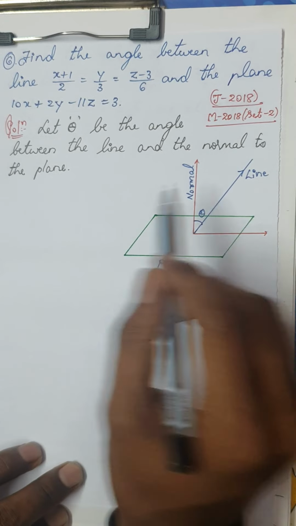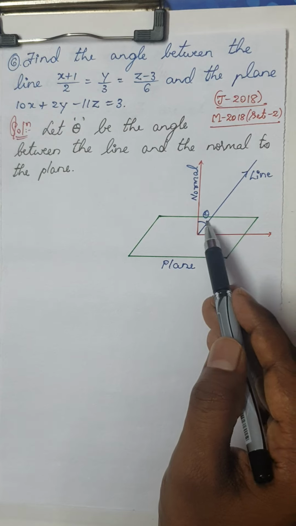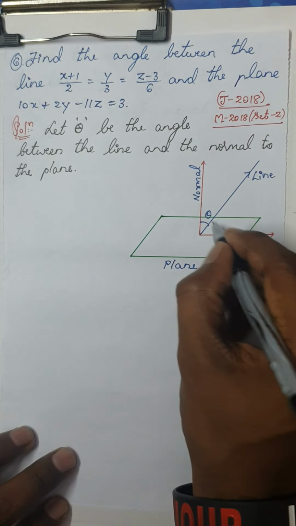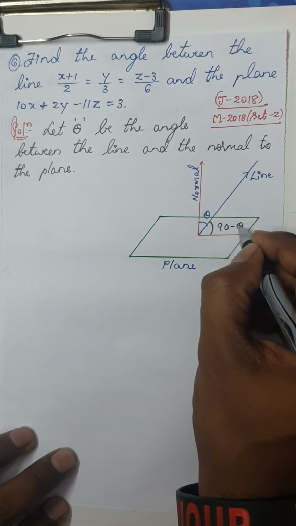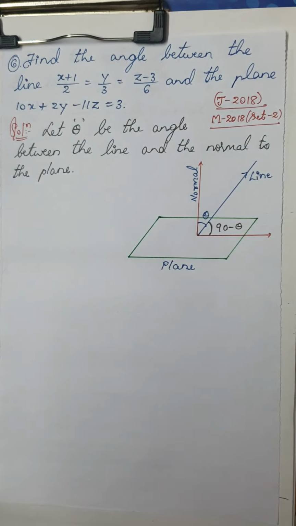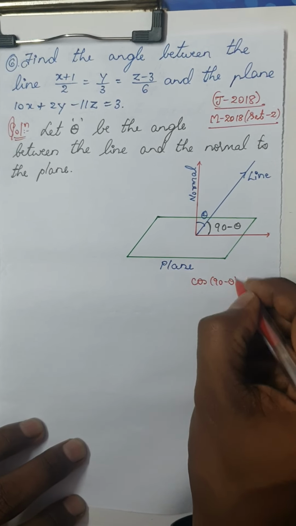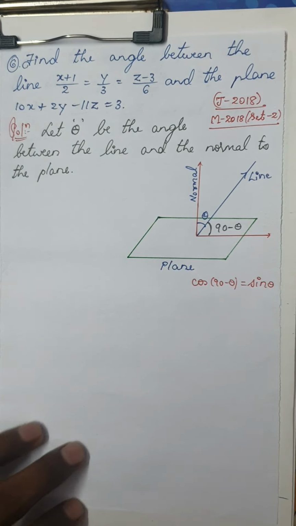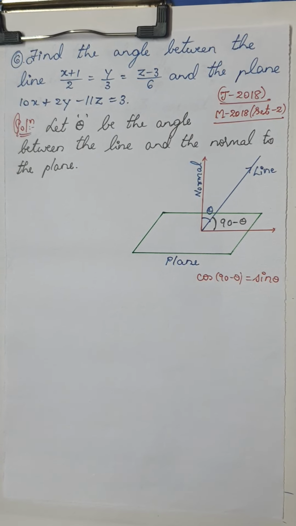But actually I want the angle between the line and the plane. So if theta is any angle, we know the plane and the normal are at 90 degrees, isn't it? So if this value is theta, this is nothing but 90 minus theta. We all know cos of 90 minus theta is nothing but sin theta, isn't it? So that is why here we will consider the sine of an angle.